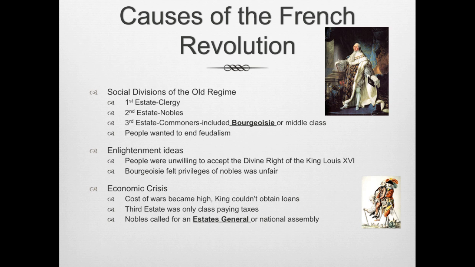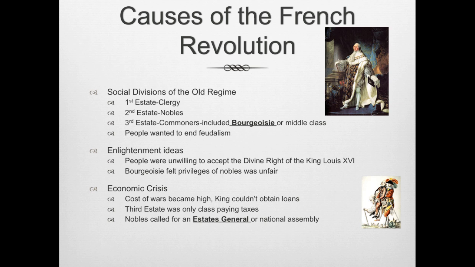They had 3 social classes. The first estate was the clergy, members of the church. The second estate is the noblemen who were born into nobility. And the third estate were the commoners. And this common class included a class called the bourgeoisie.